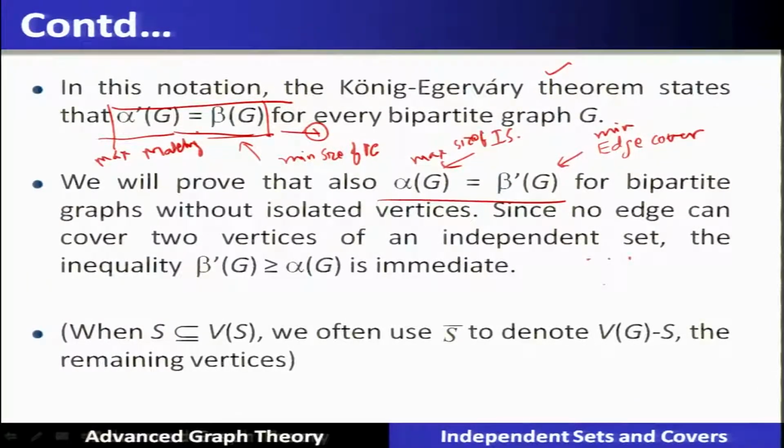So, take the example. This is one independent set, another independent set, this is another independent set. For every node in the independent set, there will be an edge. So, how many edges will be there in the edge cover? At least that many edges will be there, that is, beta prime G has at least alpha G edges in it. Hence this particular equality is established.